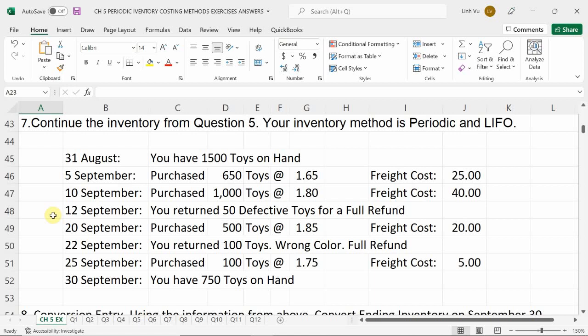So then on the 22nd of September, you end up returning 100 toys. They were the wrong color and you still didn't want it. So you said, I want a full refund. Okay. So in this case, I am returning 100 toys because they were the wrong color for a full refund. Right? Maybe you got tired of this company sending you the wrong stuff and making mistakes. So you said, no, I want a full refund on 100 toys. Okay?